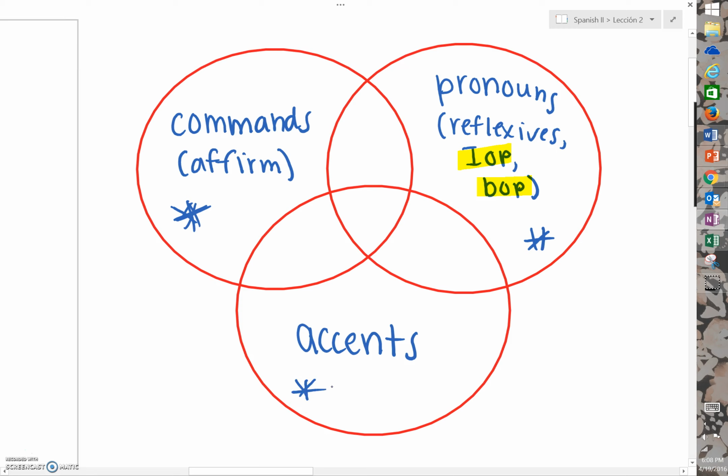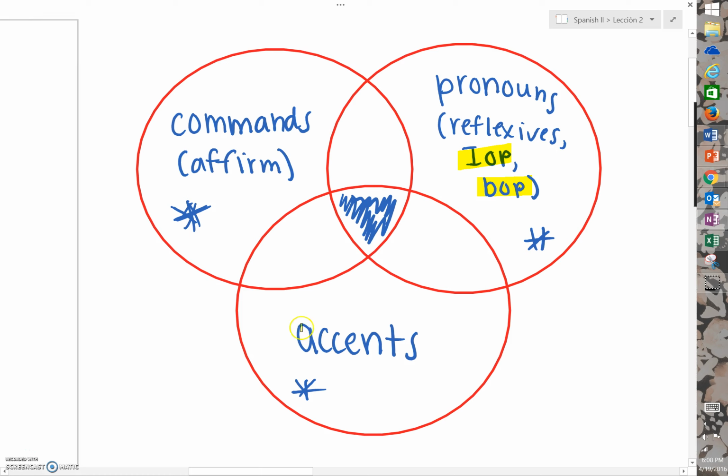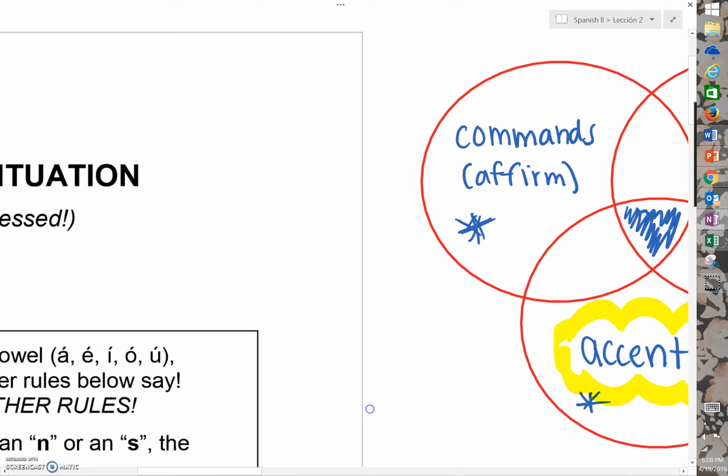So all 3 of these components are all going to come together here in a few days to form perfect commands. They're going to merge together just like this. Today, we are specifically going to talk about accent marks while you watch this video. So again, this video is focusing on accent marks. We will practice with commands and we will review pronouns for a little bit in class together tomorrow. Now, let's talk about accents.